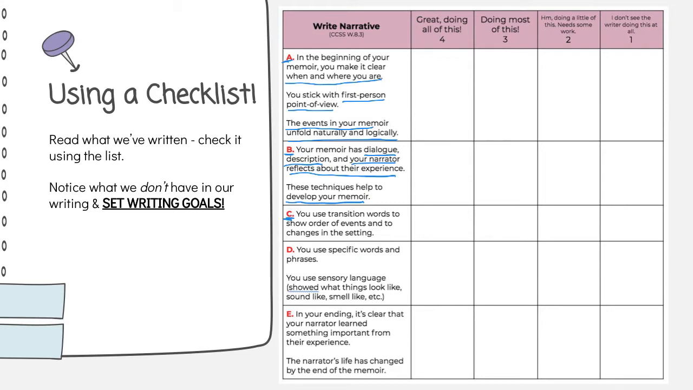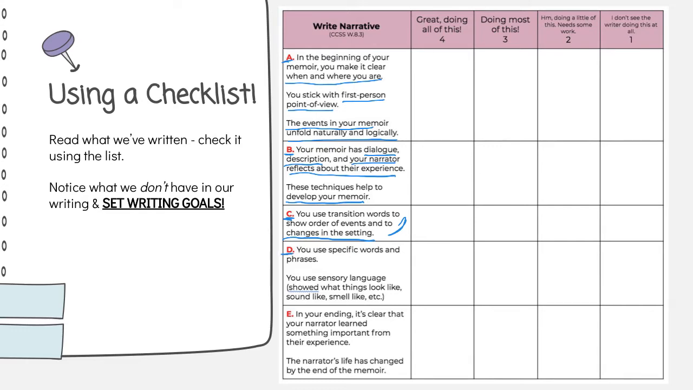Checkpoint C. You use transition words to show the order of events and changes in the setting. So as you travel within your story, like beginning, middle, end, if you change scenes or your character goes somewhere else, you're allowing the reader to follow along with you and pay attention to what's happening.